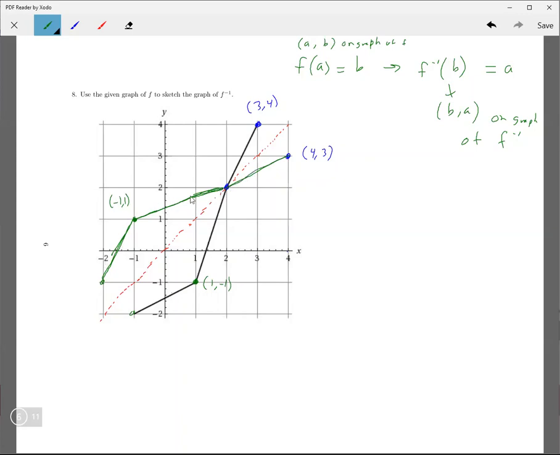This one here, which one is that? It looks like the last one. And that's just like swapping the coordinates. Okay, any questions about that?